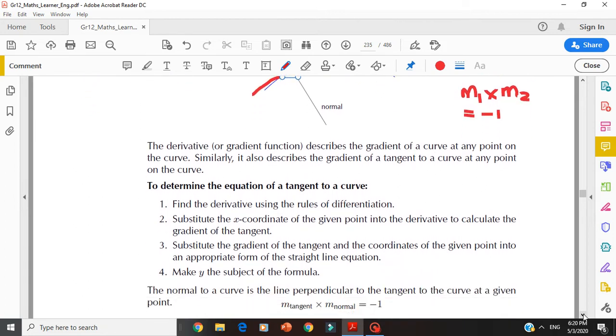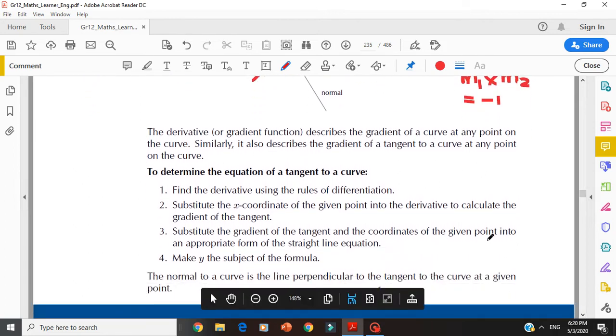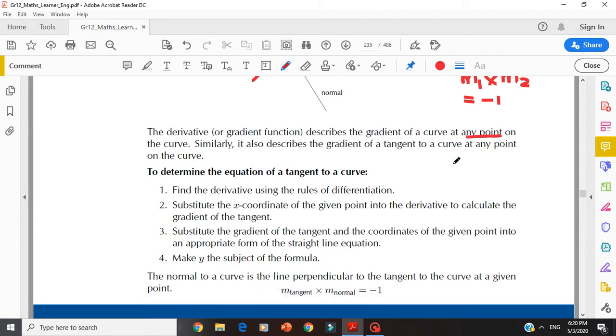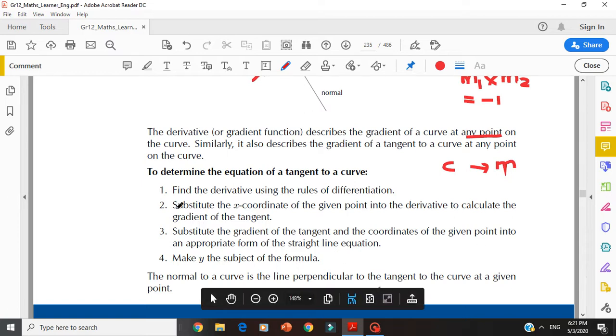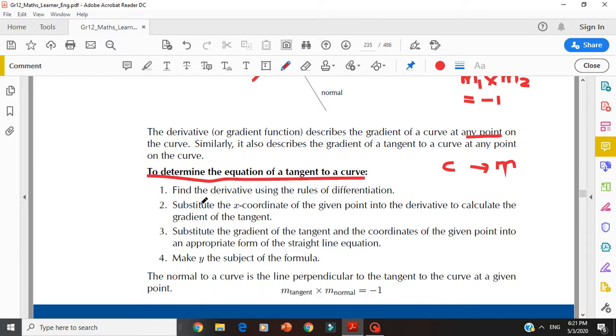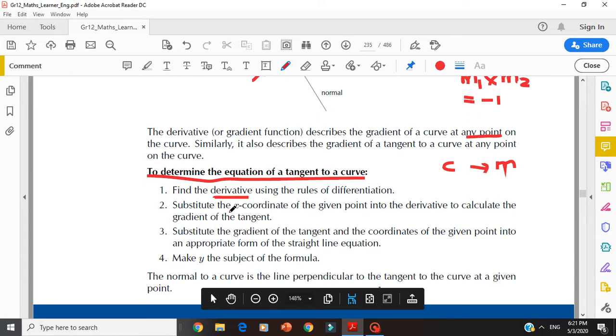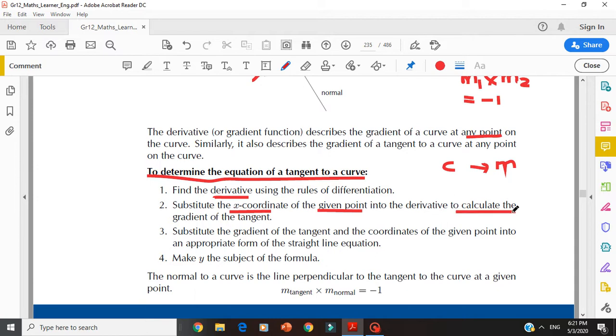So the derivative basically defines the slope of a curve at any particular point. So if I sub in some point, I can get the actual value of that slope m by calculating the derivative of that function. To determine the equation of a tangent to a curve, it's very simple. You're going to first find the derivative using rules of differentiation. You'll substitute the x coordinate of the given point to calculate the slope of the tangent.